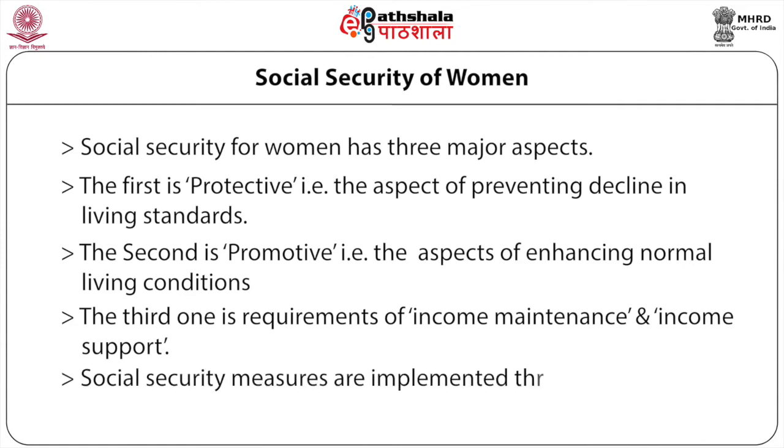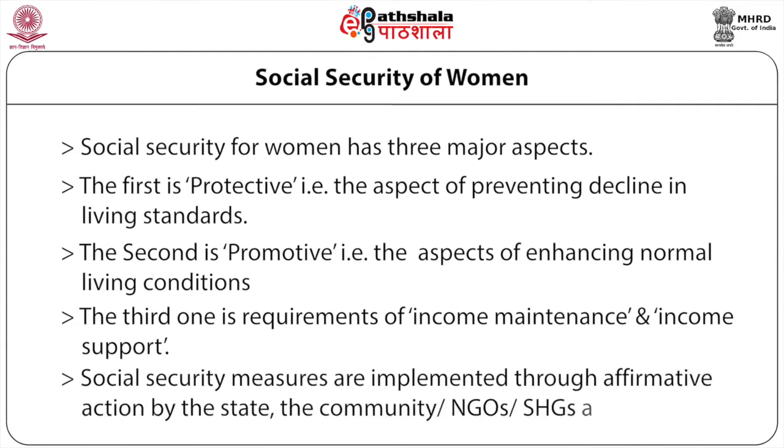Social security measures are implemented through affirmative action by the state and by the community. You can have social security by self-help groups. Creation of self-help groups is a community based social security measure, or NGOs can ensure social security, or employers can ensure social security. So, it is not only the state, but non-state actors also play an important role in guaranteeing social security.